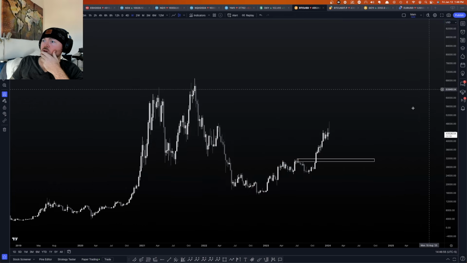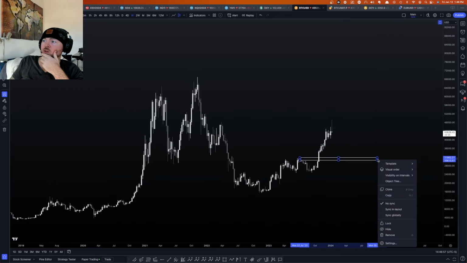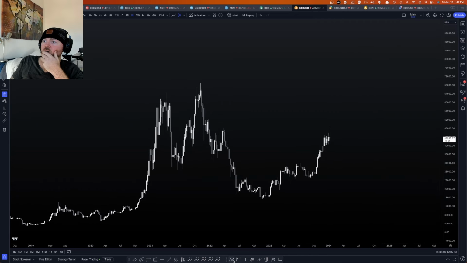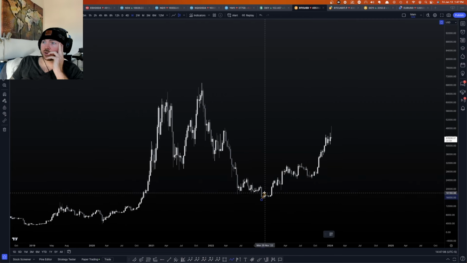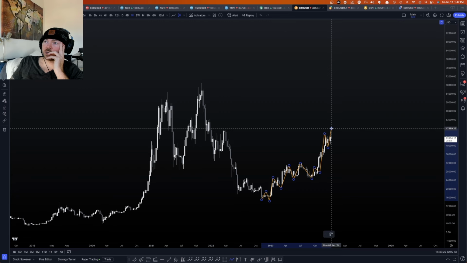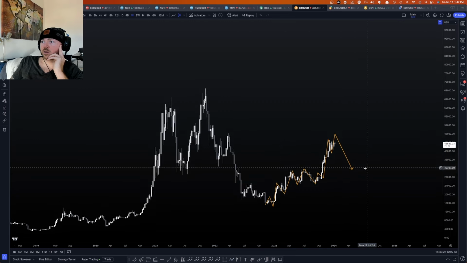Okay, the other thing from an EW perspective, this whole thing could potentially be a zigzag, where you have your 1, 2, 3, 4, 5, and then a running flat as a B. So you have a 1, 2, 3, 4, 5 A, a running flat B, and then a 1, 2, 3, 4, 5 C to finish a zigzag, right?